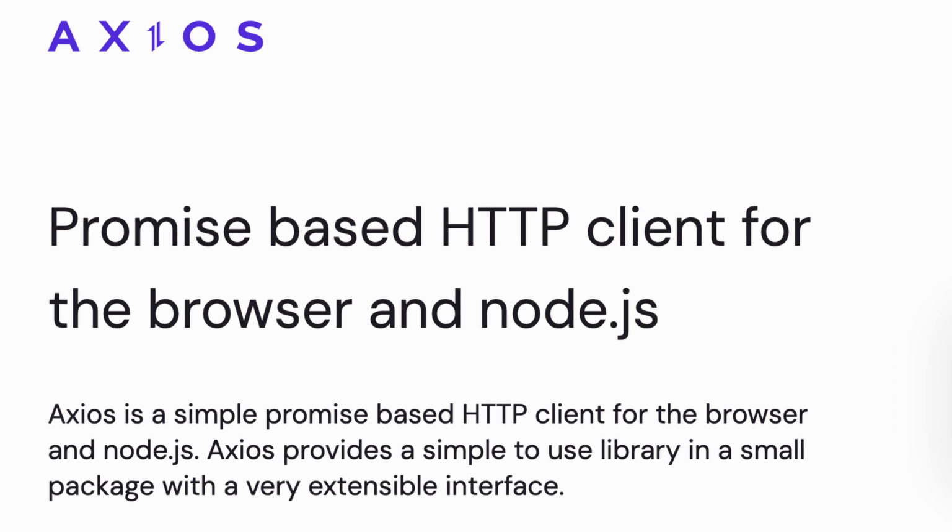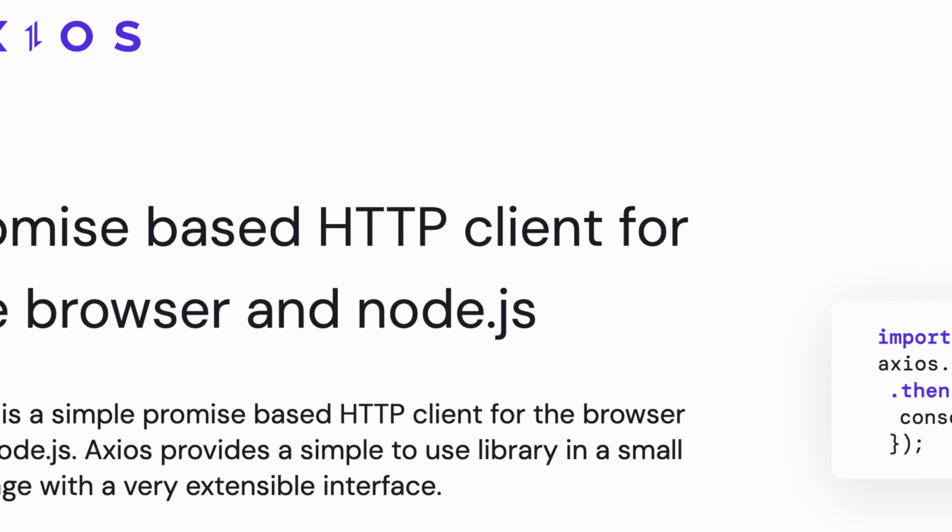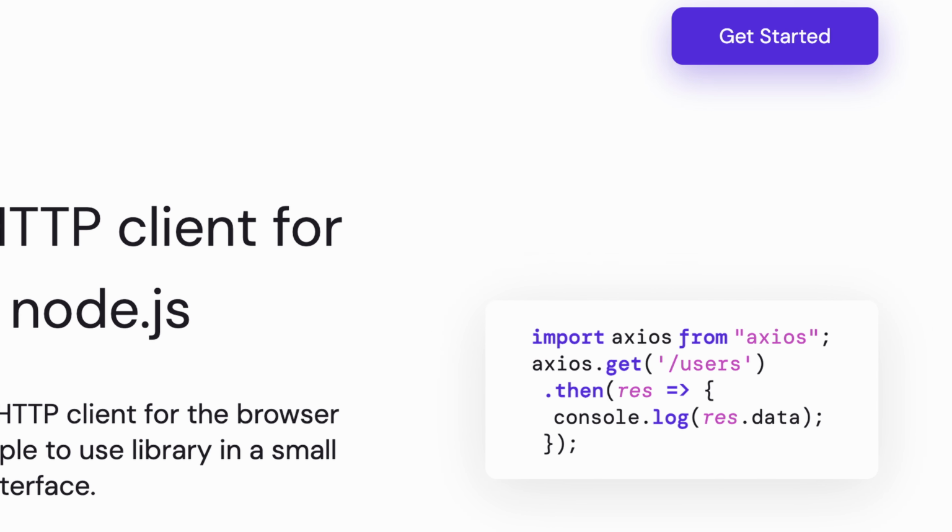Hello everyone, today we're going to take a look at Axios, one of the most popular HTTP client libraries in the JavaScript ecosystem. Axios is a promise-based HTTP client that works both in the browser and in Node.js. It allows us to send requests in a very clean and developer-friendly way.